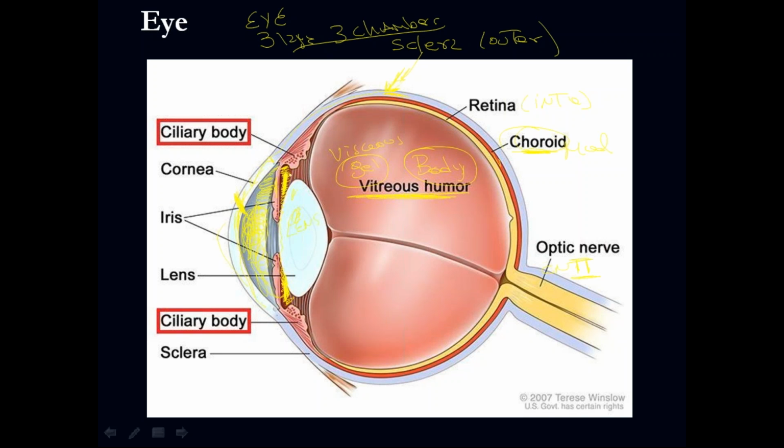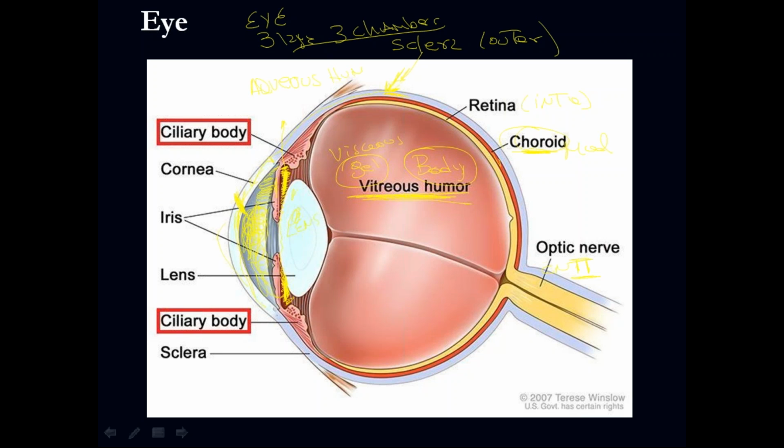Behind that, meaning behind the most posterior part of the lens, that is going to be the vitreous body or vitreous humor. Okay, so we have 3 chambers: anterior, posterior, and the vitreous body or vitreous humor. So you already know that in the posterior chamber we produce the aqueous humor. The aqueous humor.